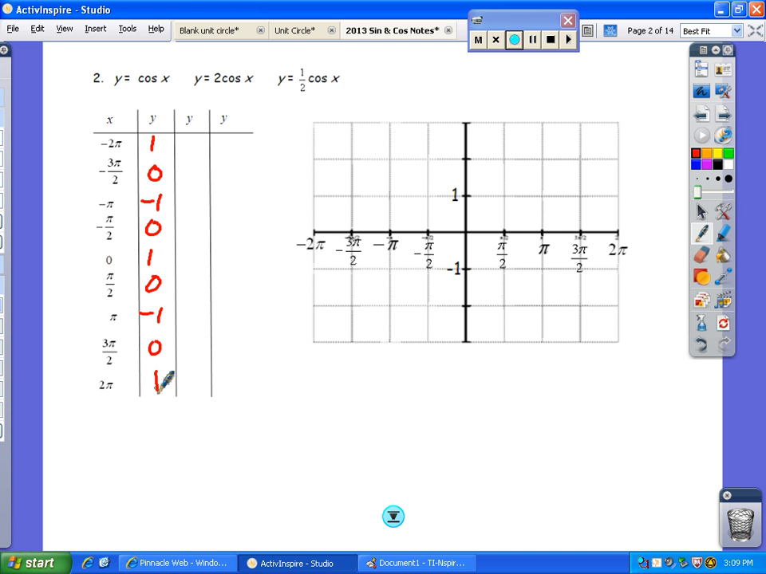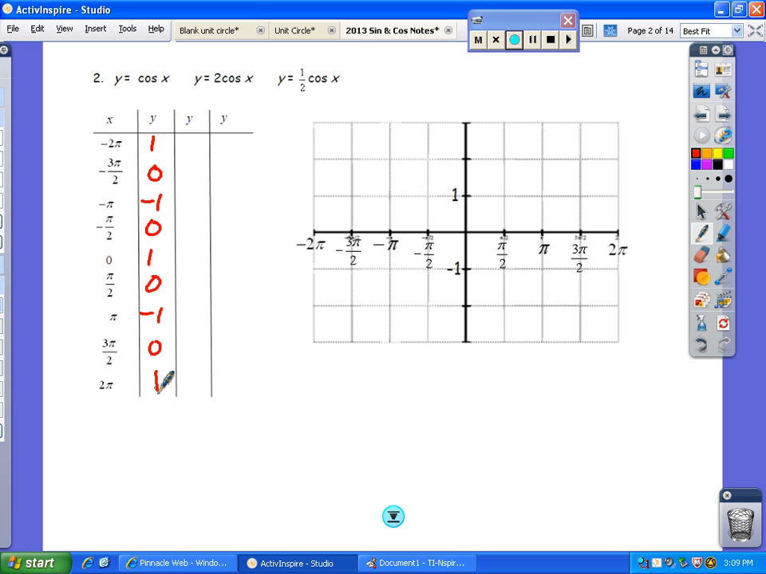At 0, I would start going counterclockwise in the positive direction, because these are angles, right? All right, so let's graph. Everybody okay on that? Let me know if I go too fast.